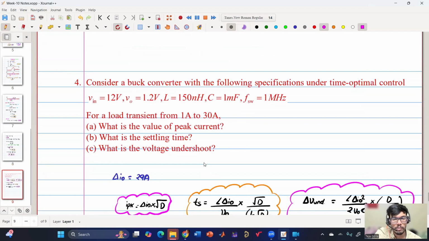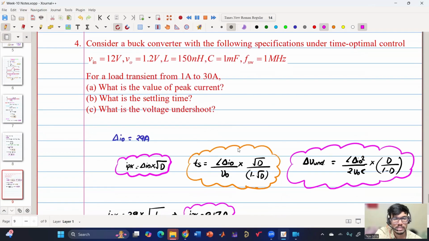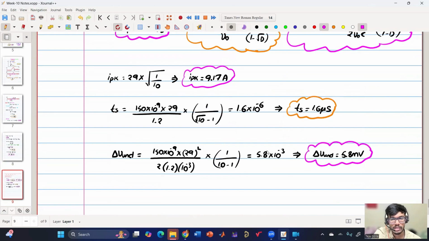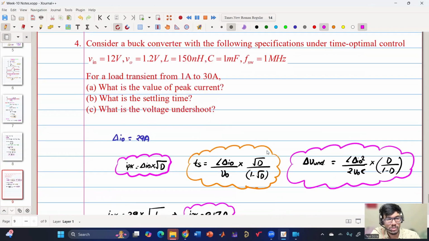Now we have solved one problem where a buck converter is given with input voltage, output voltage, and inductance and capacitance values given, and switching frequency is also given, although it is redundant for this problem. There is a load transient from 1 ampere to 30 ampere, and I have asked what is the peak current, settling time as well as voltage deviation, and from the expressions that we have obtained, we have calculated the final results and then we have compared. So this is the overall summary of this week.